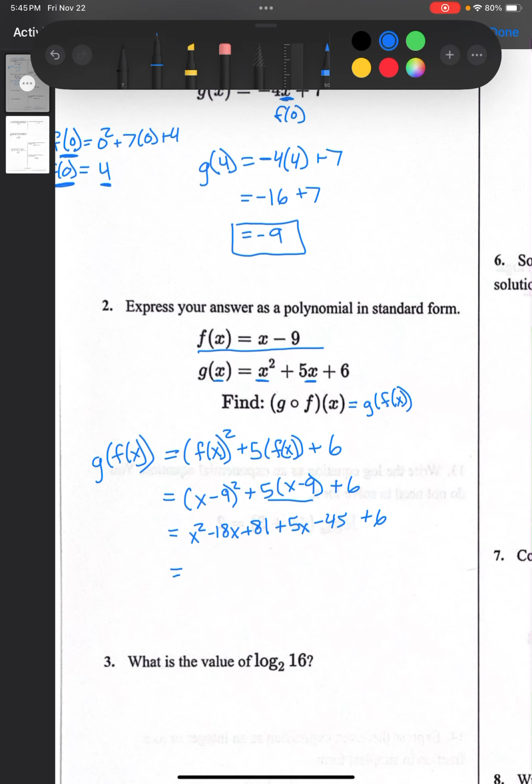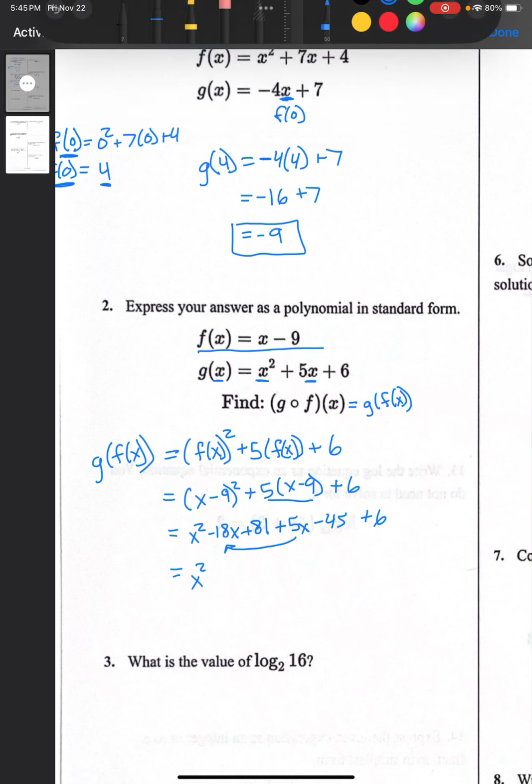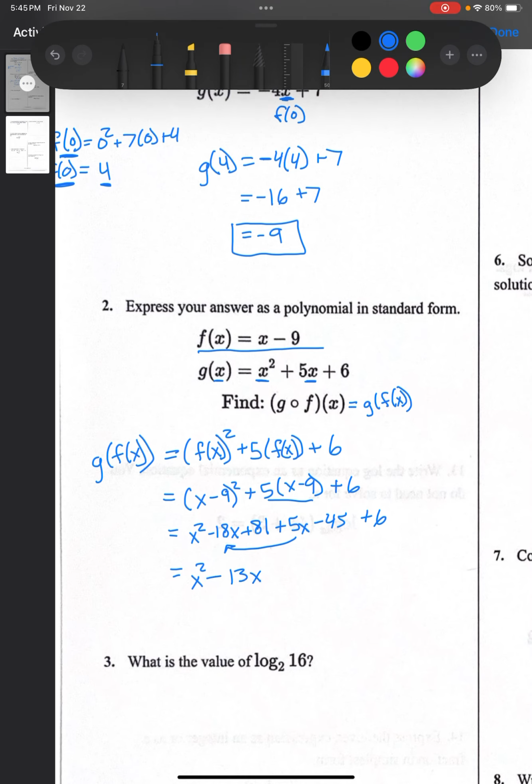We need this one. Gets us down to x squared. This is combining like terms, right? So we have this plus 5x, which gives us a negative 13x. And we have plus 42. That is combining 81, negative 45, and 6. So that gets us, this is what g of f of x is. This is where they ask you just to find the polynomial, which is right here. We don't have to go any further from that.